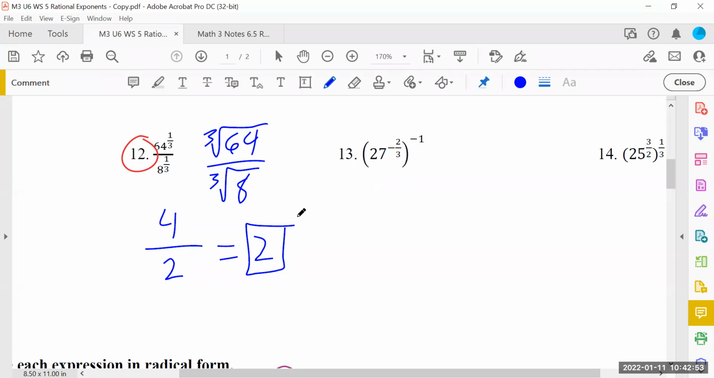Ooh. That only works if the bases match. So you can make it work, but you have to rewrite the 64 as an 8. Does that make sense? And it'll work then. You'll get 8 to the 2/3 over 8 to the 1/3. Subtract those. It'll become 8 to just the 1/3 on top, and the cube root of 8 is 2. You get the same answer. Does that make sense? Did everybody catch that?